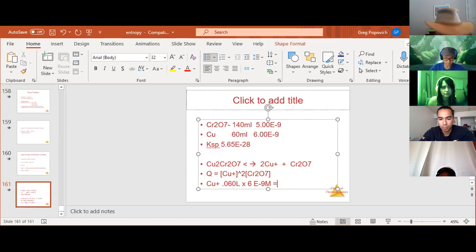3.6E negative 10. Okay, thank you. My calculator, I got a crappy TI calculator, 30X. 3.6E to the negative 10th. Yeah, that's what I got. 0.06 times 6E negative 9. That's moles, right? Yes. I have to divide that by the new volume, which is 0.200 liters.